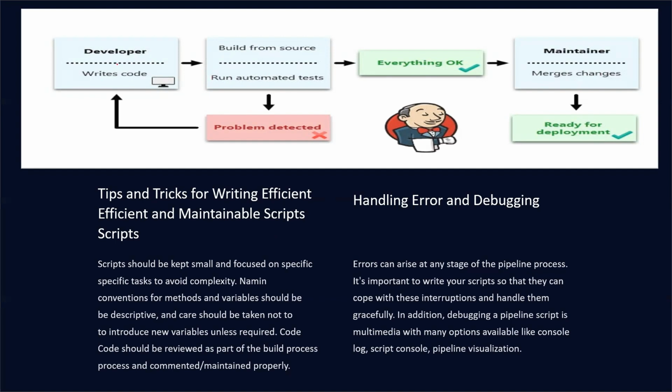So here, how are errors handled? Developer writes the code, builds from the source code, runs the automated tests. If everything is okay, it merges the code and it is ready for deployment. If a problem is detected after automated testing, it will again go to the developer. So Jenkins is here. It is doing everything. If everything is okay, it is pushing the changes. If it is not okay, problem detected, it is going to the developer. Right?